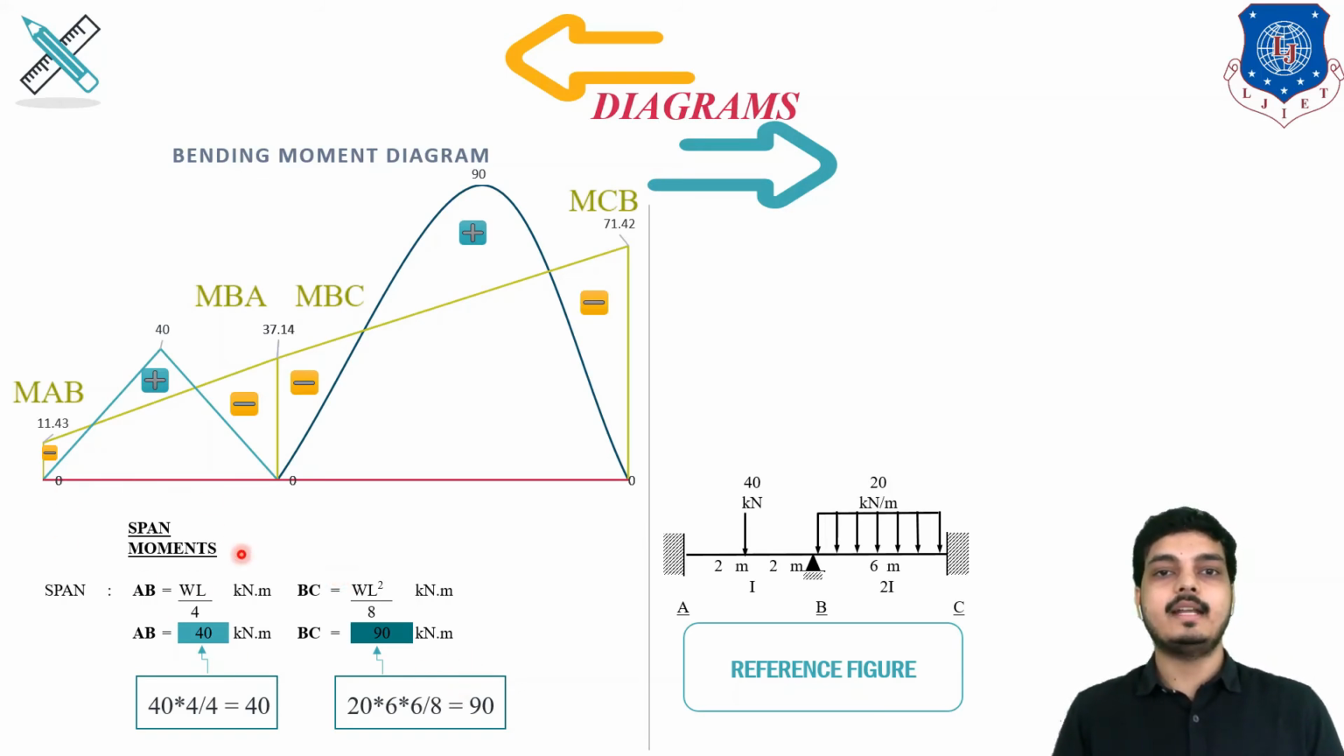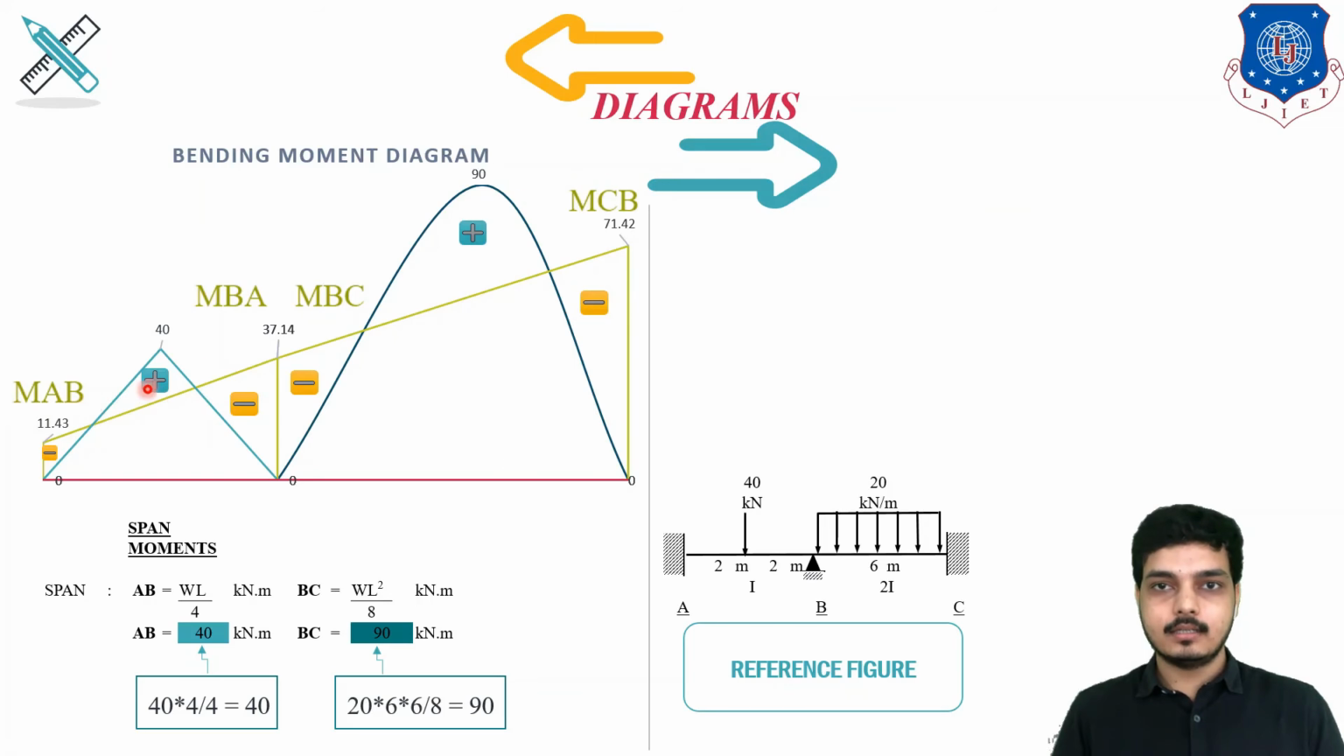So first of all we will be finding out span moment. For point load the formula is WL by 4, 40 multiplied by 4 divided by 4 is nothing but 40, and for BC span it is UDL, so WL square by 8, 20 multiplied by 6 square 36 divided by 8 will give 90. I have mentioned a reference over here on how to solve. And for point load it will be triangular, just connect points, and for UDL it will be a curve. This is basic, which we have learned in previous structural analysis methods.